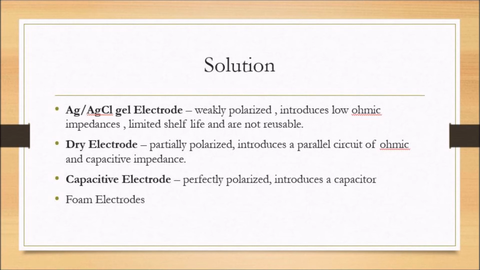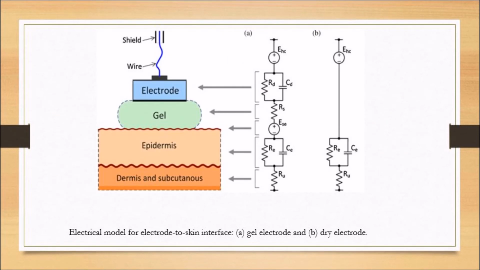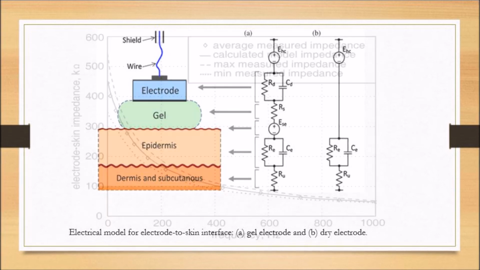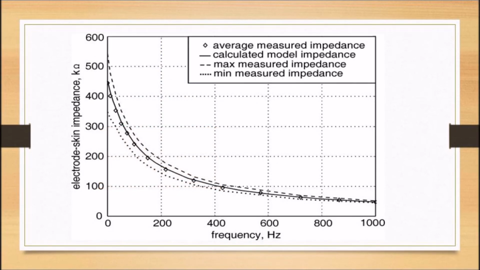And from this diagram, you can see that it's basically an electrical model for electrode to skin interface. It has two methods, that is a gel electrode and a dry electrode. And this graph represents skin impedance against the frequency response.